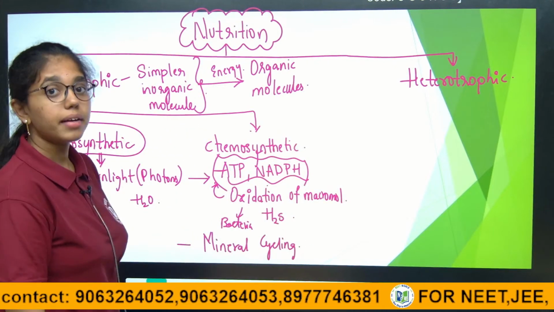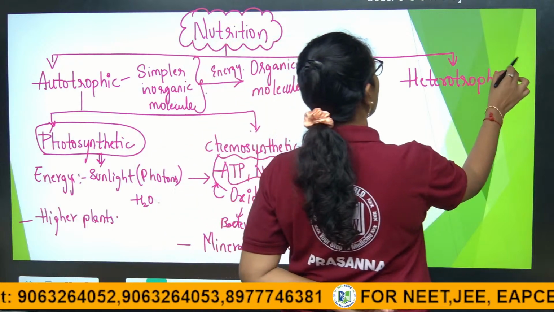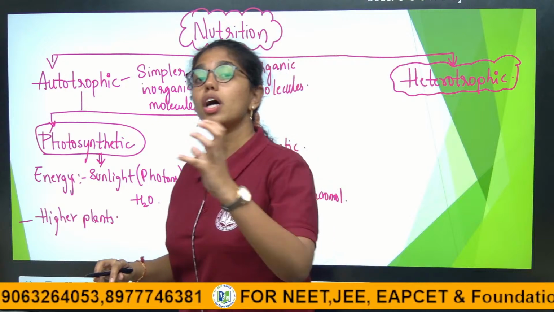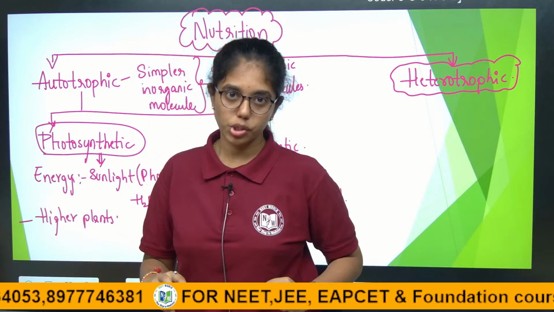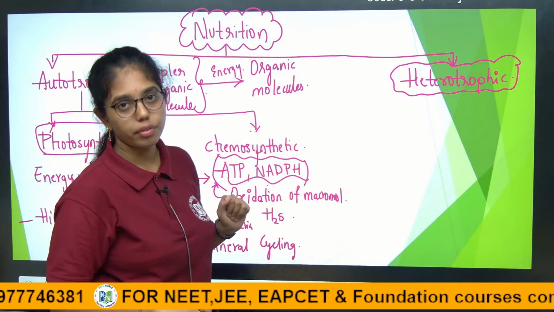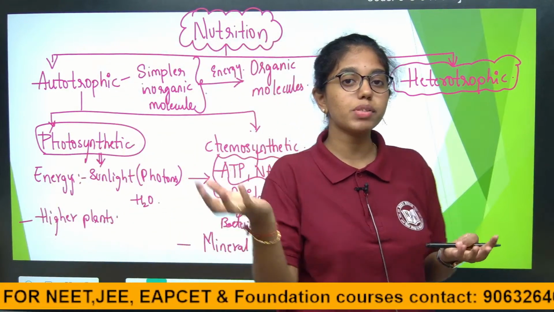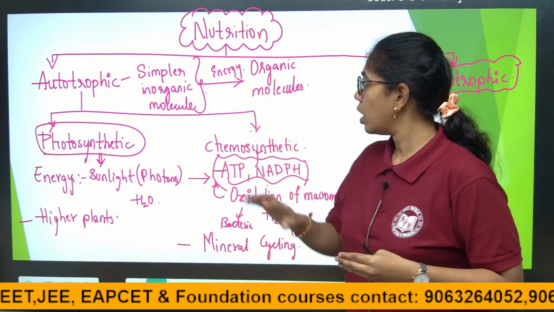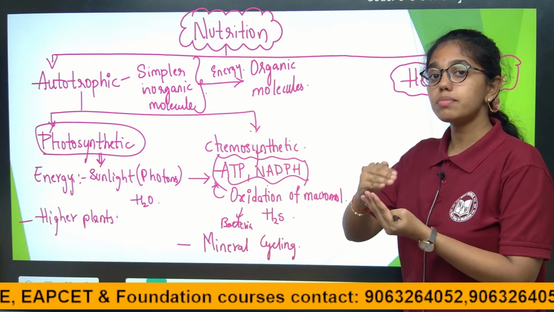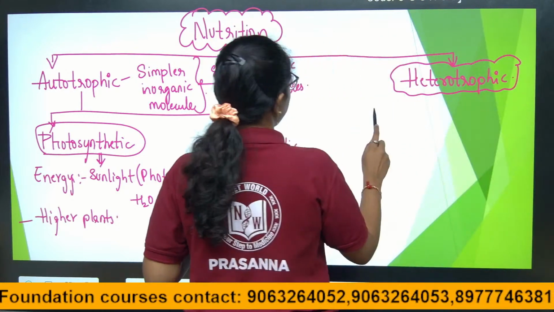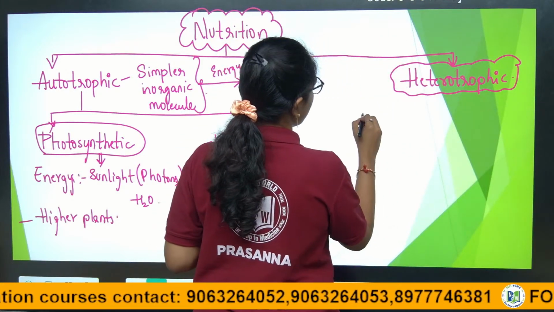Clear, beta? Now comes the heterotrophic mode of nutrition. The organisms that depend on other organisms for nutrition is called the heterotrophic mode of nutrition. Autotrophic mode of nutrition means the organisms are taking care of their own nutrition. Heterotrophic nutrition, the organisms which depend on other organisms for nutrition. For example, this is of three types.